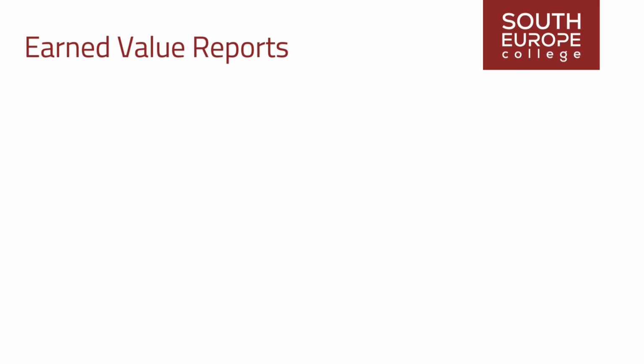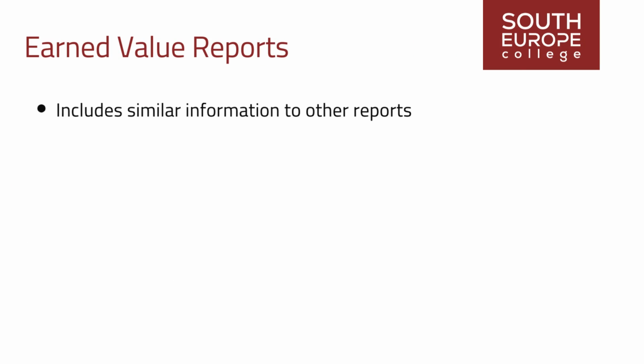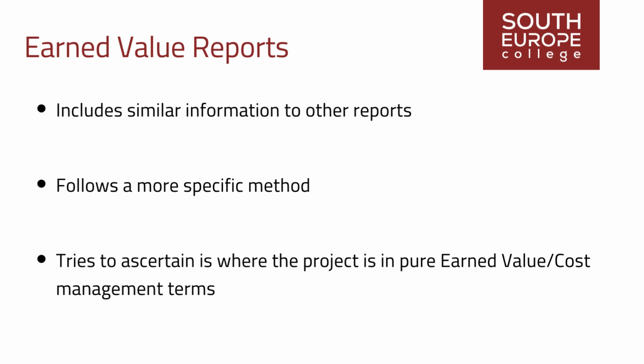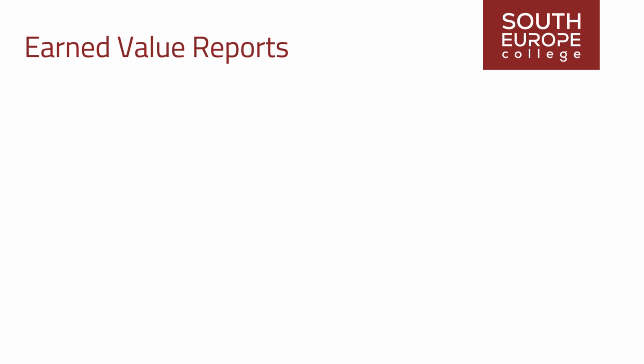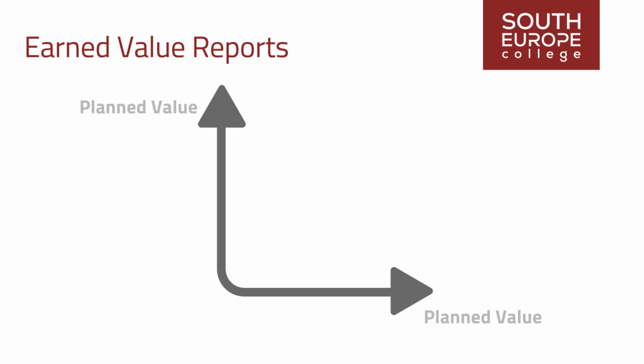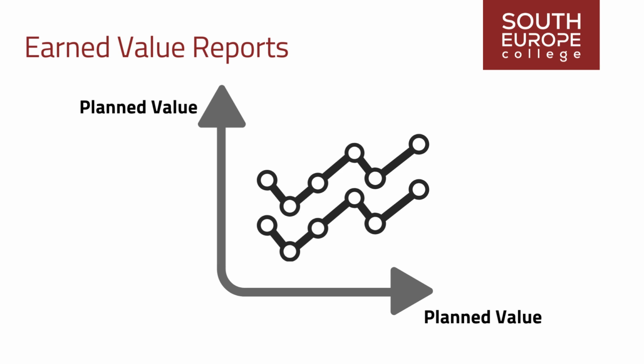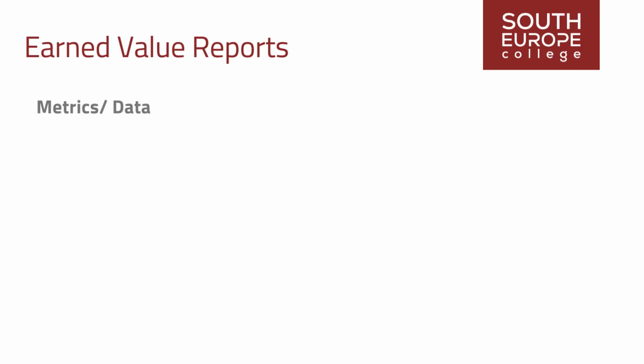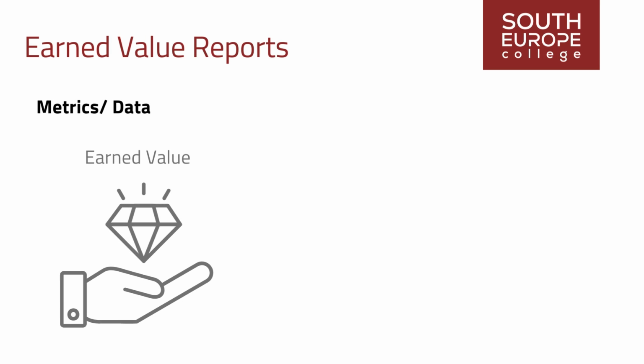Earned value report. Although this report includes similar information to the reports listed above, the earned value report follows a more specific method. What it tries to ascertain is where the project is in pure earned value cost management terms. The data is always expressed on a little graph which plots planned value against earned value. Ideally, the two lines would match perfectly. Space between the two indicates a project that is ahead of or behind schedule. Metrics data to include earned value, planned value.